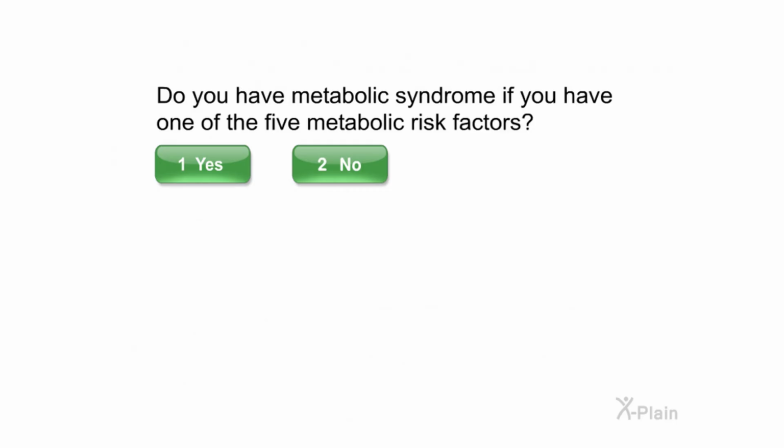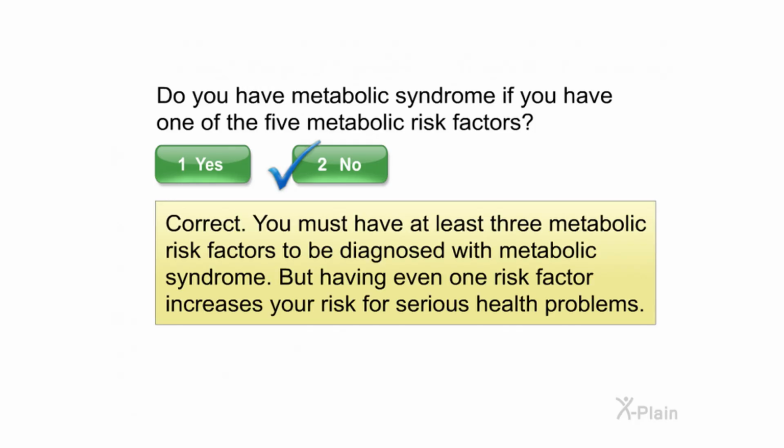Do you have metabolic syndrome if you have one of the 5 metabolic risk factors? Select yes or no. Correct. You must have at least 3 metabolic risk factors to be diagnosed with metabolic syndrome. But having even one risk factor increases your risk for serious health problems.